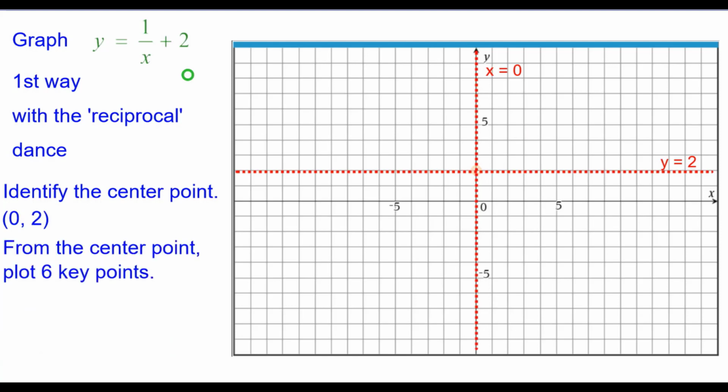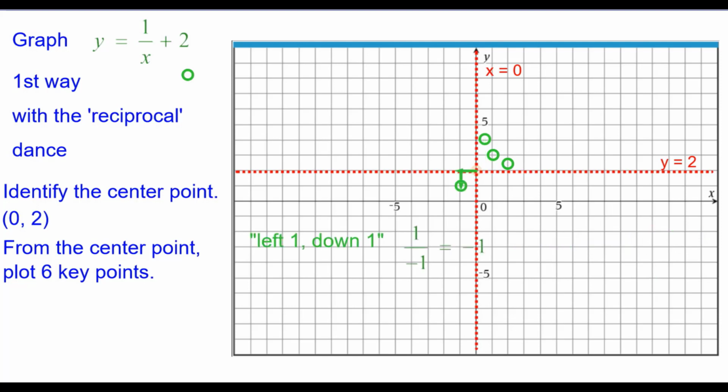From the center point, we're going to plot 6 key points. Here's where the reciprocal dance comes in. Right 1, up 1 from that point, because the reciprocal of 1 is 1. Right 2, up only a half, because the reciprocal of 2 is a half. And right a half, up 2, because the reciprocal of a half is 2.